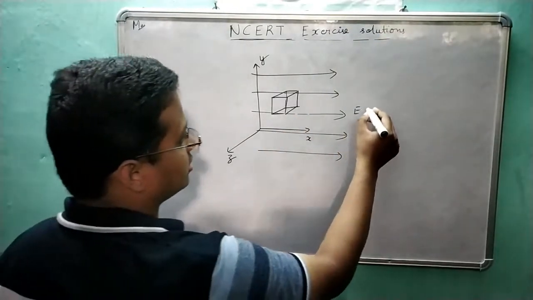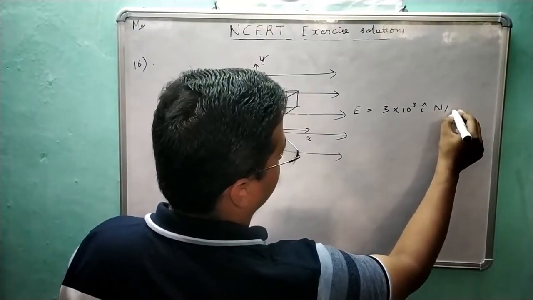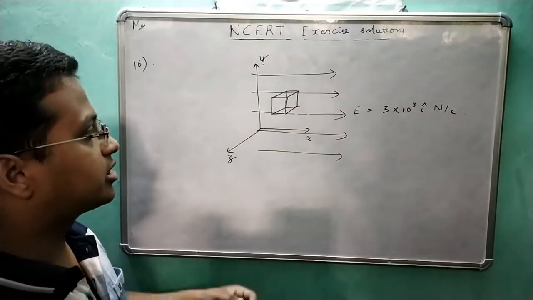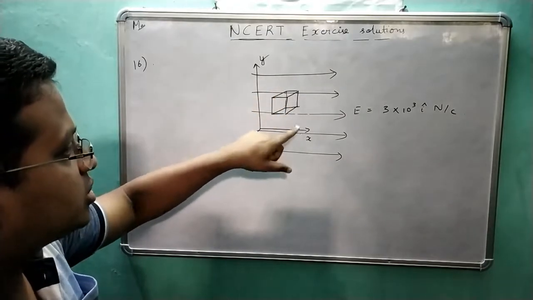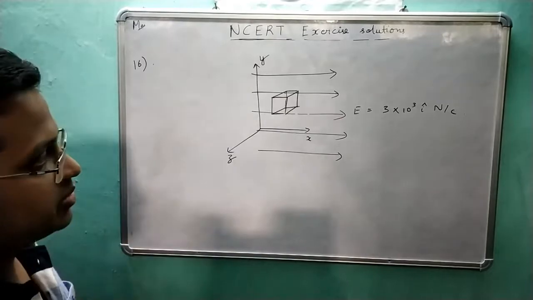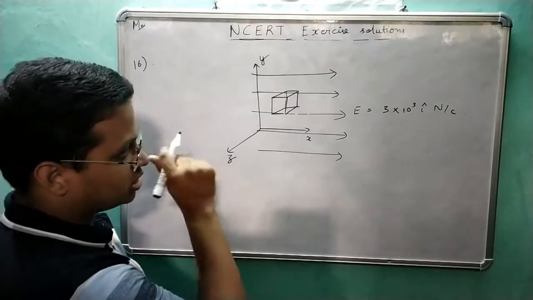Alright. In the next question, it is given that we take the same electric field as in the previous case, that is 3 into 10 to the power 3 i cap newton per coulomb. Then what will be the net flux through the cube, which is placed in such a way that its faces are parallel to the axis planes? So what to do in this case? It's a very easy question.